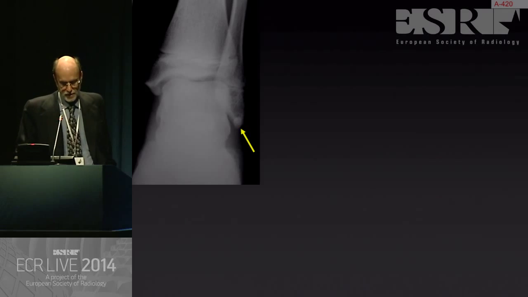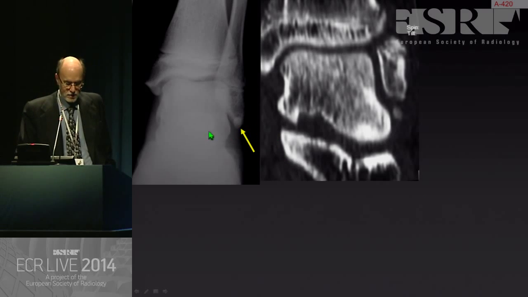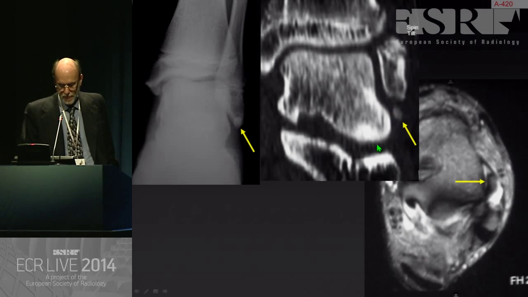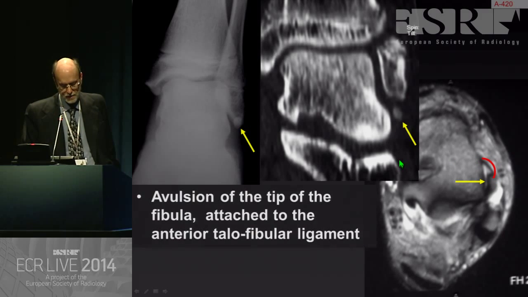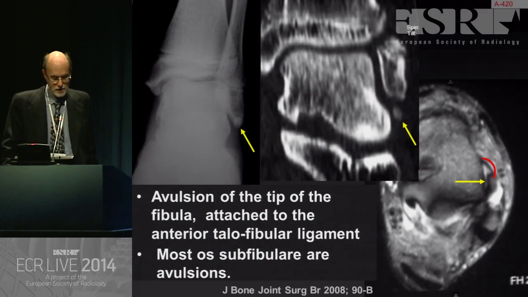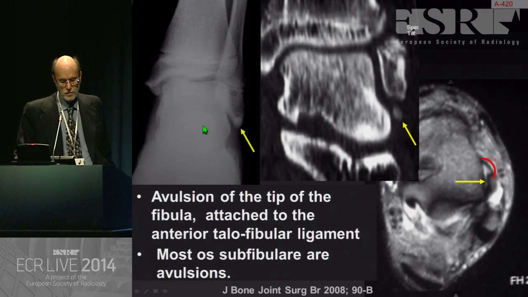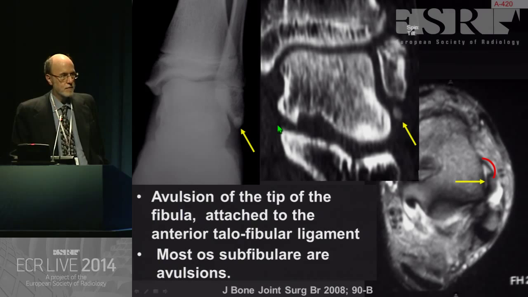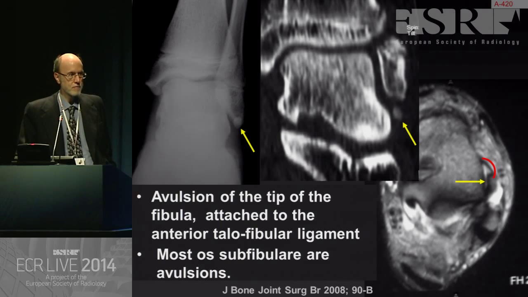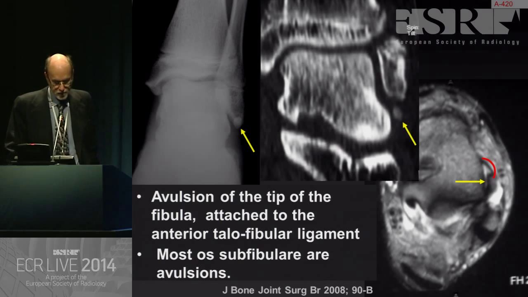Well, this is more tricky because this ossicle is called os subfibulare, so below the fibula, and is markedly displaced. So this can't be a normal variant. And here we see that it's still attached to the anterior talofibular ligament, but it is an avulsion of the tip of the fibula, and we must be aware that most os subfibulare are in fact avulsions. Many of these patients have problems of instability at the ankle, so usually it's not a normal variant.